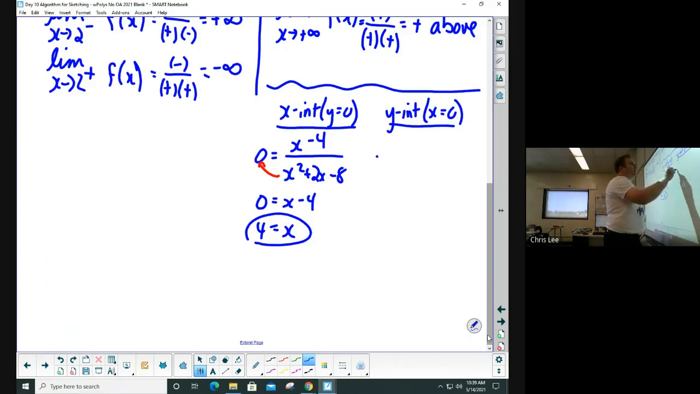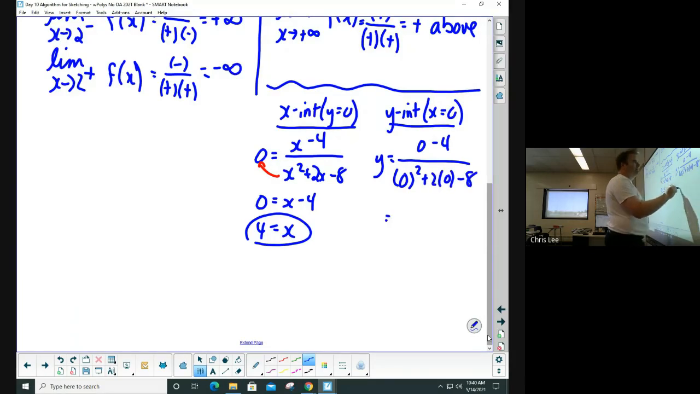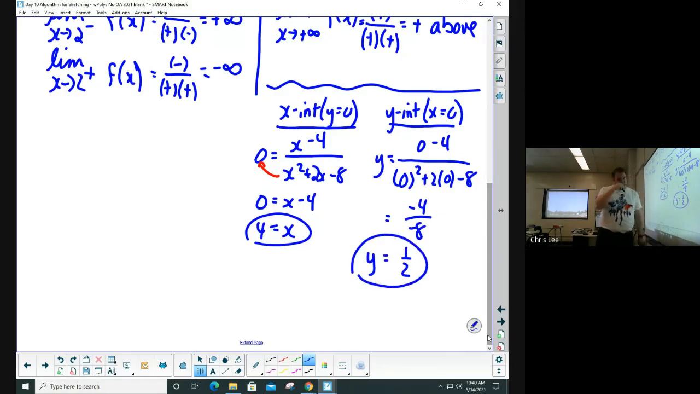The y-intercept is when x equals 0. So I'm going to plug in this. So 0 minus 4 on the top, 0 squared plus 2 times 0 minus 8 on the bottom. So that's negative 4 on the top and negative 8 on the bottom. Y equals 1/2.